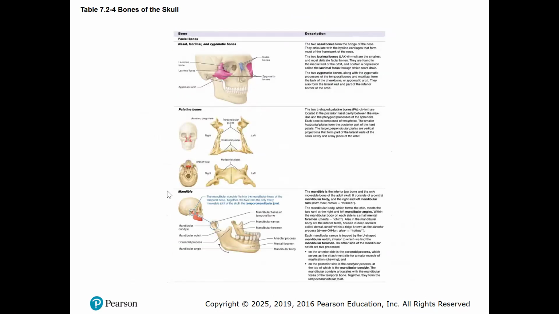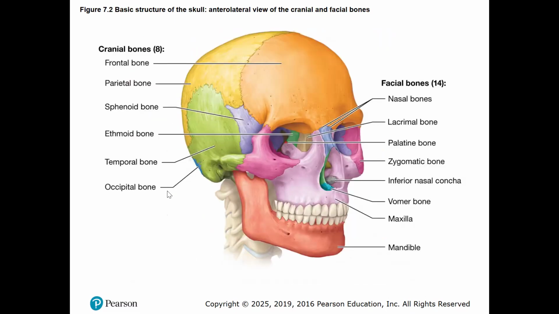Okay. And then lastly, we have your mandible here. Well, not lastly, but let's do the maxilla first. You have your maxilla here, the two primary bones of the maxilla that help to form your upper jawbone. They fuse together, and this is where your superior teeth reside and are embedded in the maxillary bone.